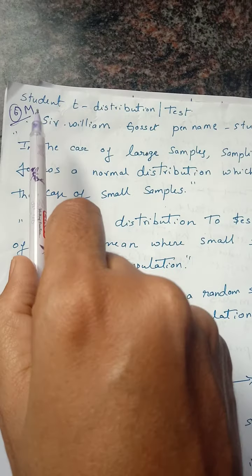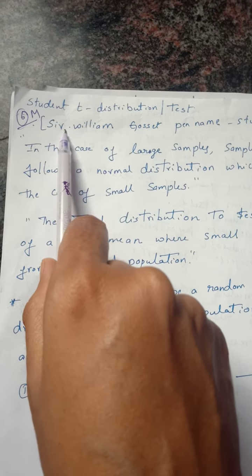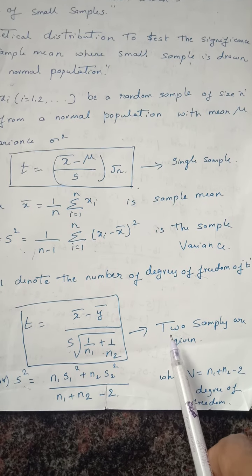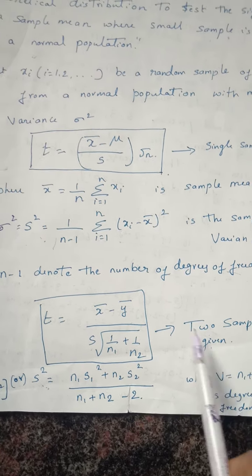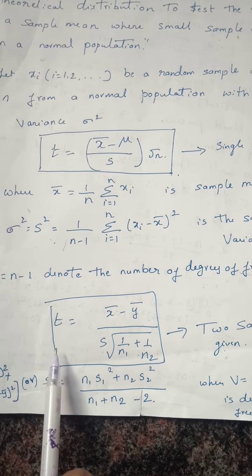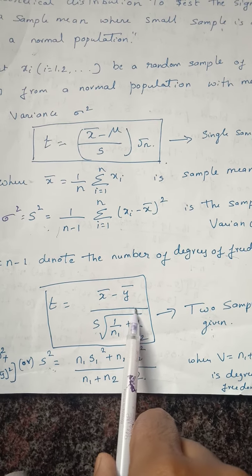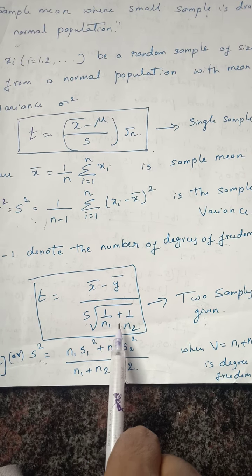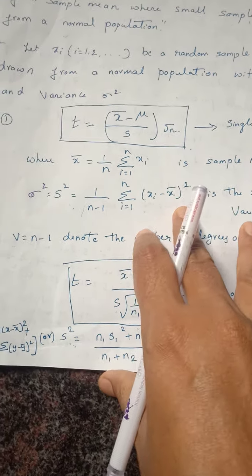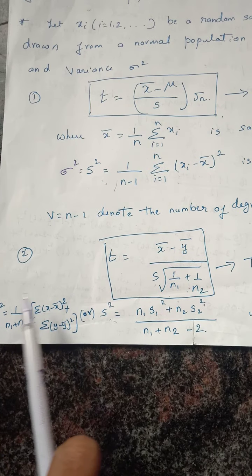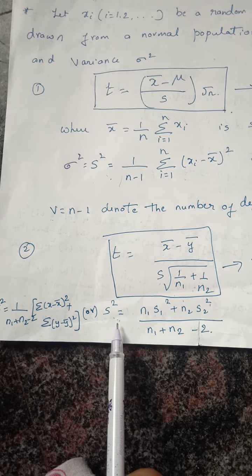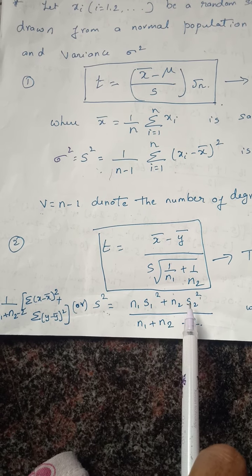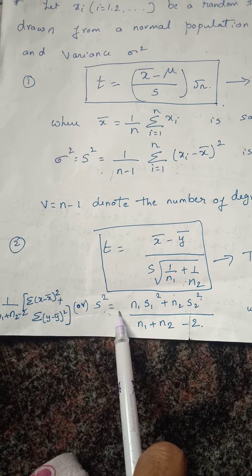So the second type of problems in student t distribution is when two samples are given. So when two samples are given, this is a formula we apply: x bar minus y bar by s into square root of 1 by n1 plus 1 by n2. Again we have two formulas to find the value of s. We apply this formula when n1, n2, s1 and s2 are given directly in the problem.